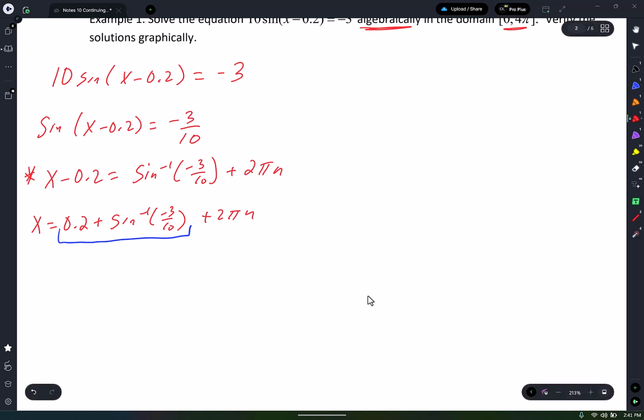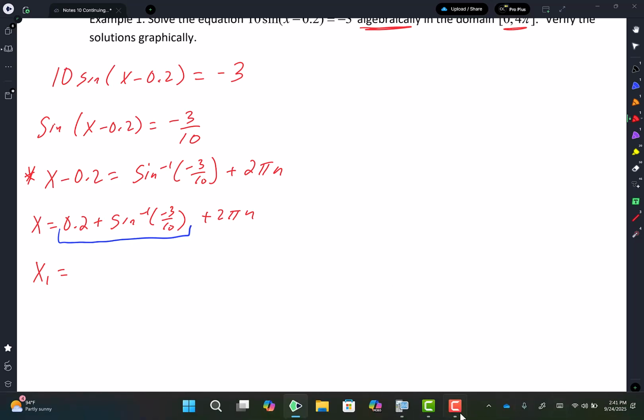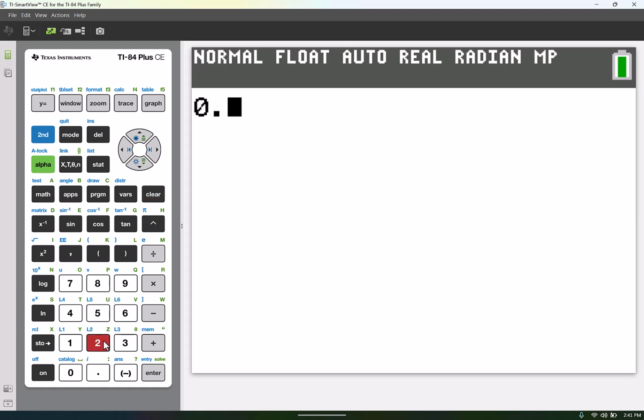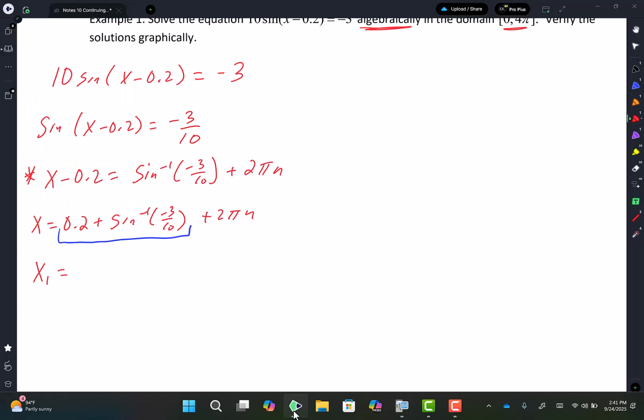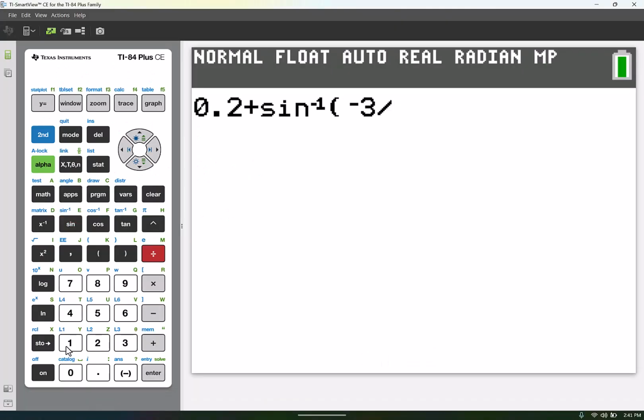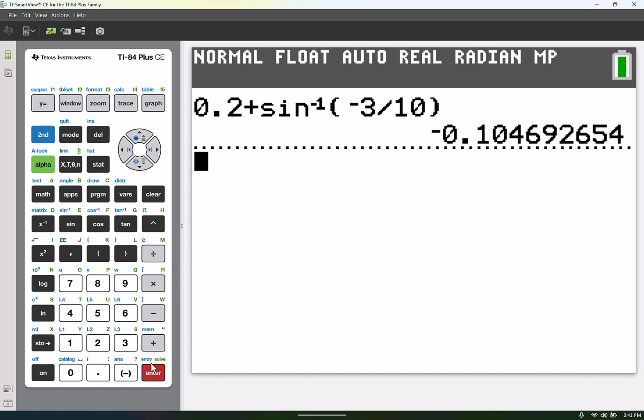All right, so I'm going to write x1 equals, and I'm going to take my calculator, make sure you're in radian mode. Hopefully you reset it. And here we go. I'm just going to go 0.2 plus arc sine, and I already forgot, what was it? 3 over 10. Negative 3 divided by 10. If you want to write negative 0.3, that's fine. It's not a big deal. It's the same thing. I'm going to push enter. And there it is. Negative 0.104692654.